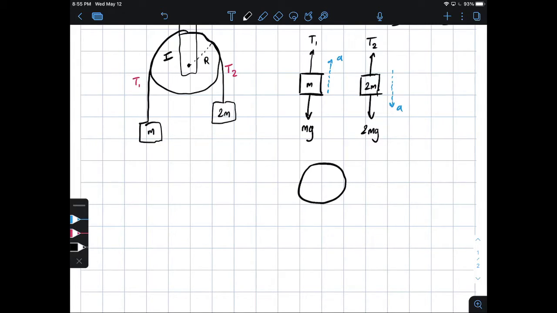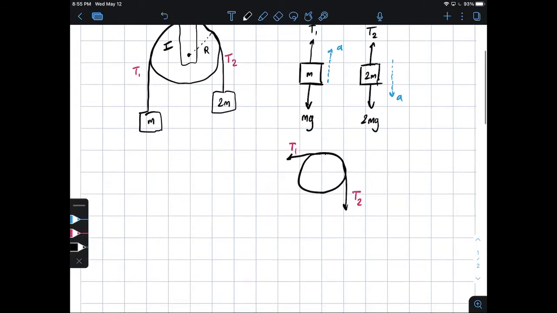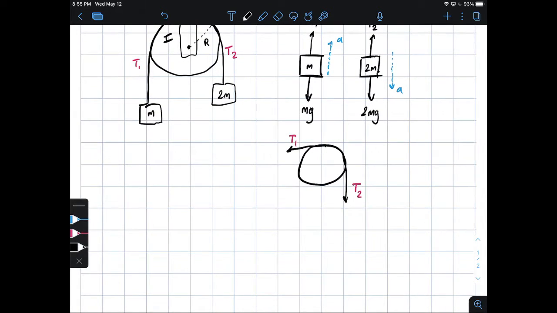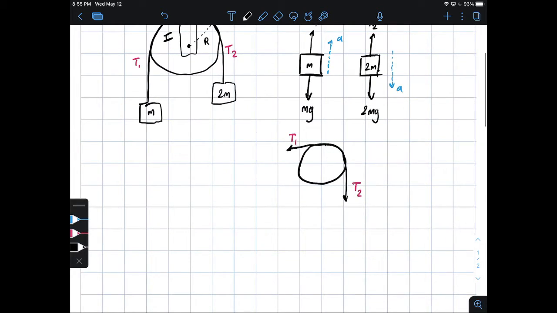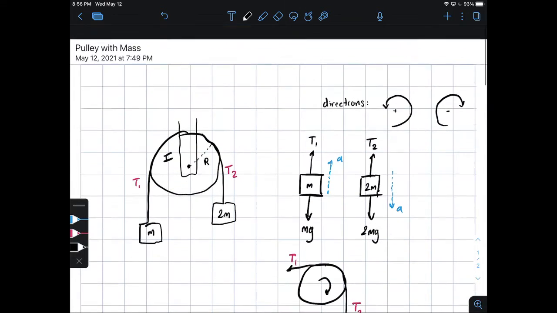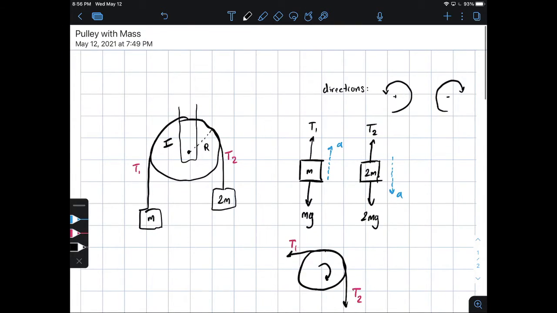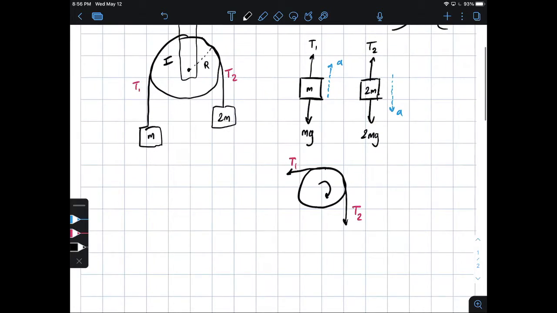We're going to have tension 1 this way. I'm just going to illustrate this like this: T1, T2. This kind of isn't a free body diagram, I guess. Maybe I could do that a little bit better, but what we know is that this tension, T2, is going to be greater than tension 1, and the pulley is going to rotate this way. It's going to rotate clockwise, and if we refer back to our chart, that would be a negative direction.